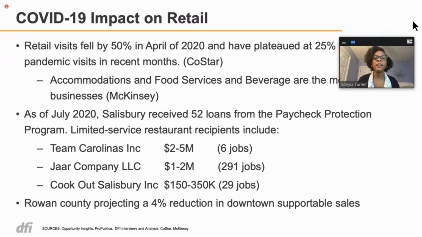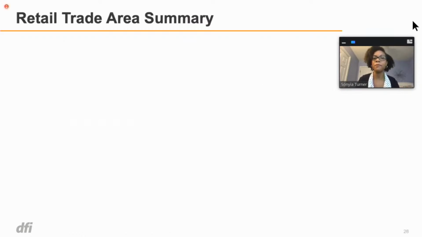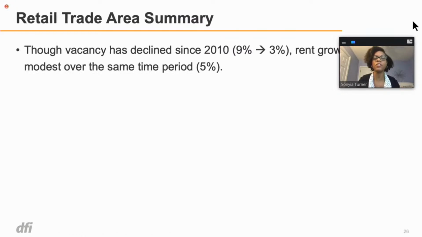And when we look at the county as a whole, based on our CoStar analysis, the county is projecting a 4% reduction in downtown supportable sales. So these are all things just to keep in mind, as even with this demand on retail, COVID is adding, again, some uncertainty. And so just to summarize, though vacancy has declined since 2010, rent growth has been modest over that same time period.